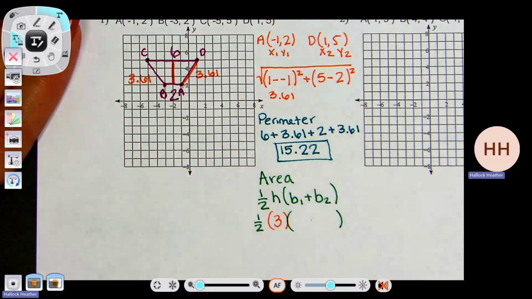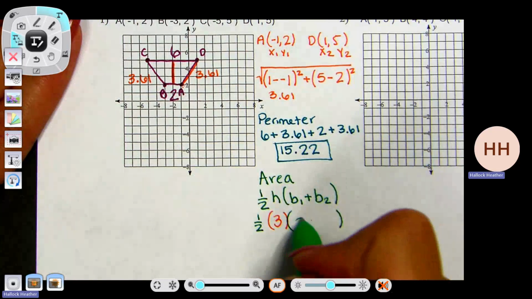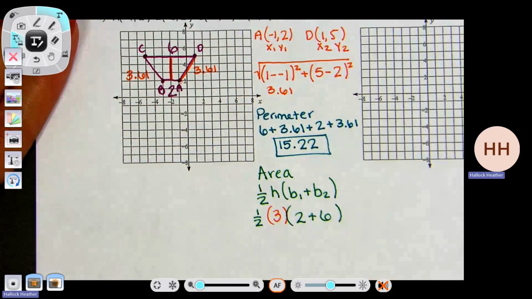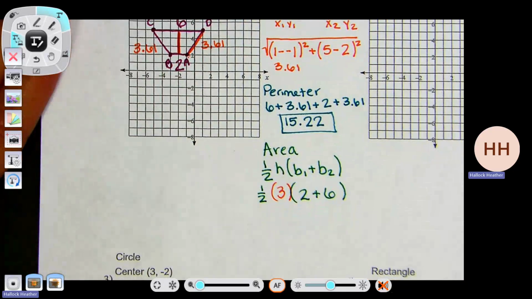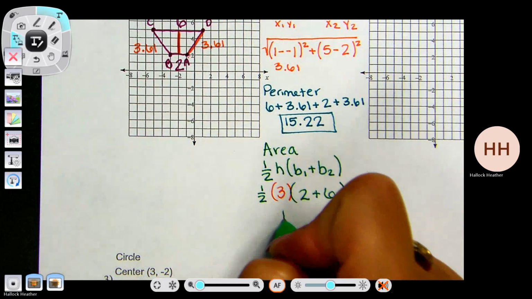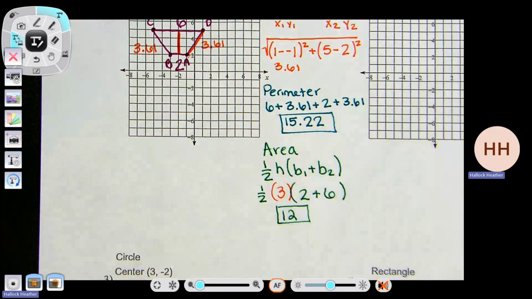How much is base 1? 2. How much is base 2? So you could type this whole thing in to Desmos. So clear Desmos. You're doing 1/2 times 3 times 2 plus 6 in Desmos. 12. So if your line is a straight line, you just literally count. If it's diagonal, you need to use Desmos.